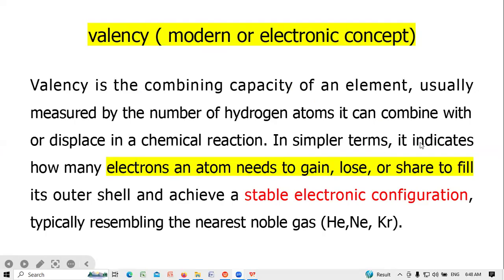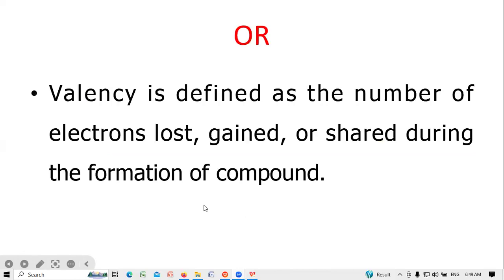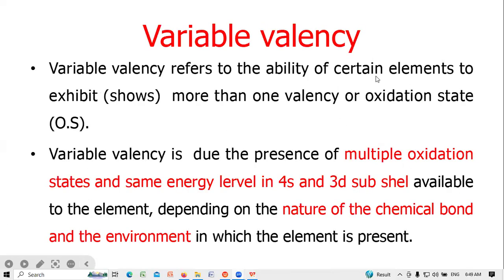In simpler terms, it indicates how many electrons an atom needs to gain, lose, or share to fill its outer shell and achieve a stable electron configuration, typically resembling the nearest noble gases. Or valency is defined as the number of electrons lost, gained, or shared during the formation of a compound.